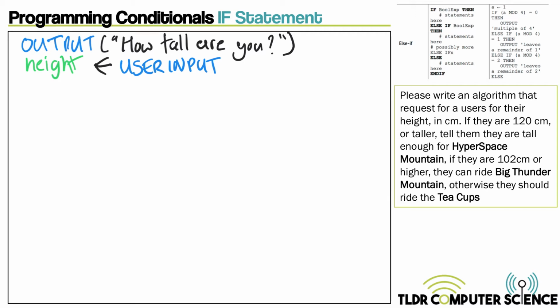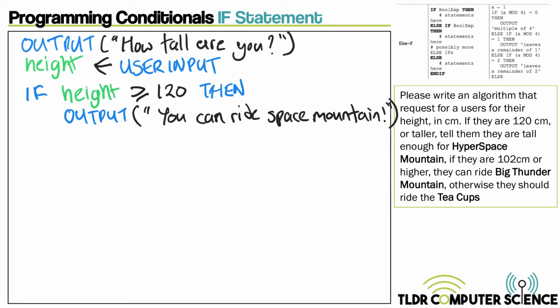So let's go for this. So if, what's the first thing we're testing? Well, the first thing we're testing is height. And this is going to be written just the same as last time. So again, greater than or equal to 120. Well, if that's true, then we do our output. And just pause that for a second to write it. Okay, so that's done here.